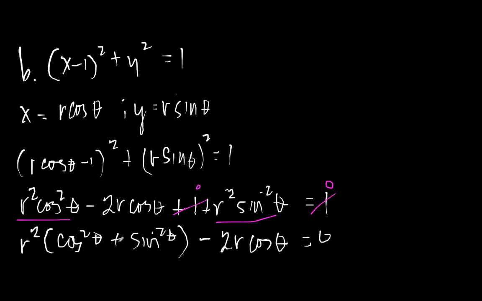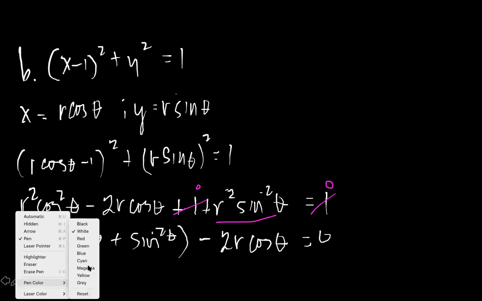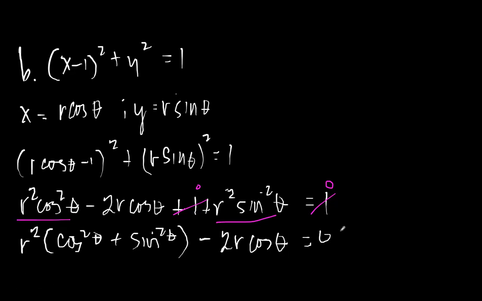So we know that cosine squared theta plus sine squared theta is equal to 1. So therefore, this is just equal to 1.